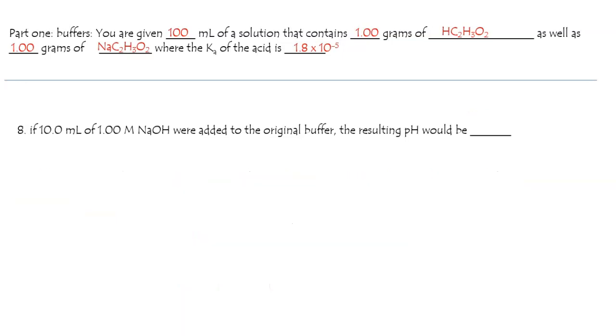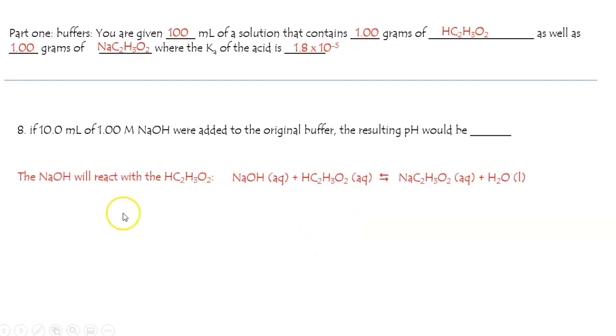Let's do the same thing, question number 8, for making it go up. By adding base, yes, that will make the pH go up. It's 0.01 moles, just like it was before, but this time this will react with the acid, which is the acetic acid. Doing the double replacement reaction, we see this will make sodium acetate and water.